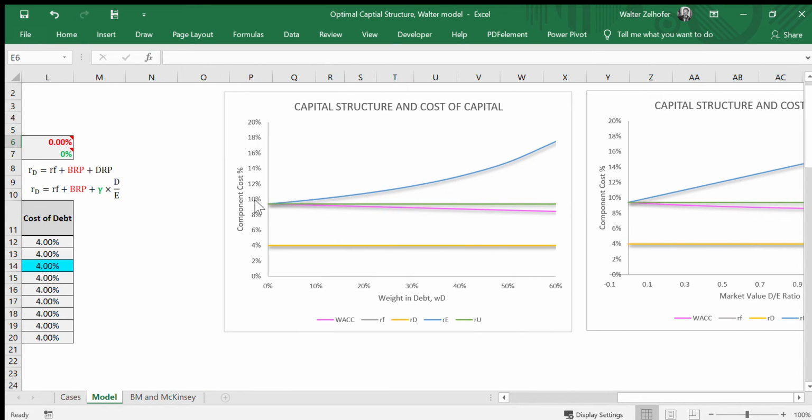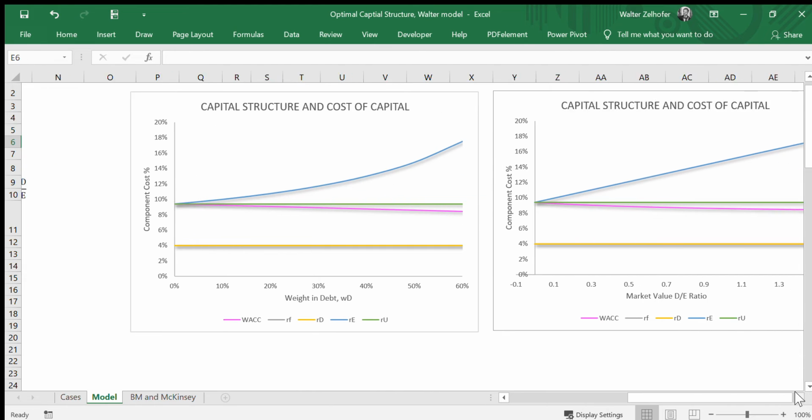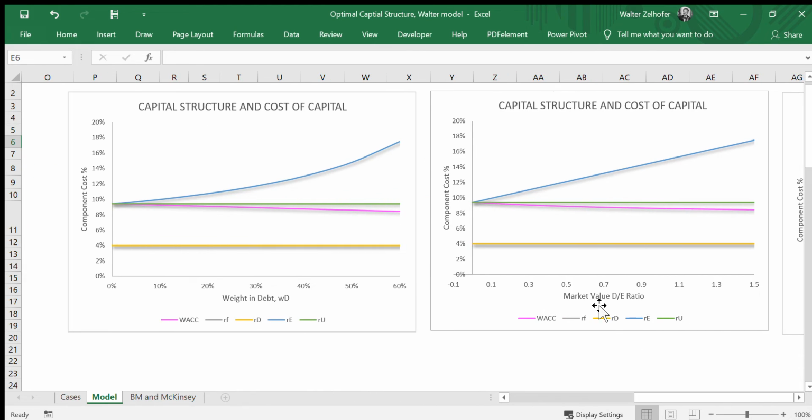Okay, what ends up happening is the cost of equity increases. The cost of debt is a linear function. It's just independent of how much debt we use. It's completely unrealistic, and the weighted average cost of capital continuously declines. Now, whether we plot this with the weight in debt or the debt to equity ratio just turns this blue line into a straight line, but that doesn't matter. I just want to show you these graphs.